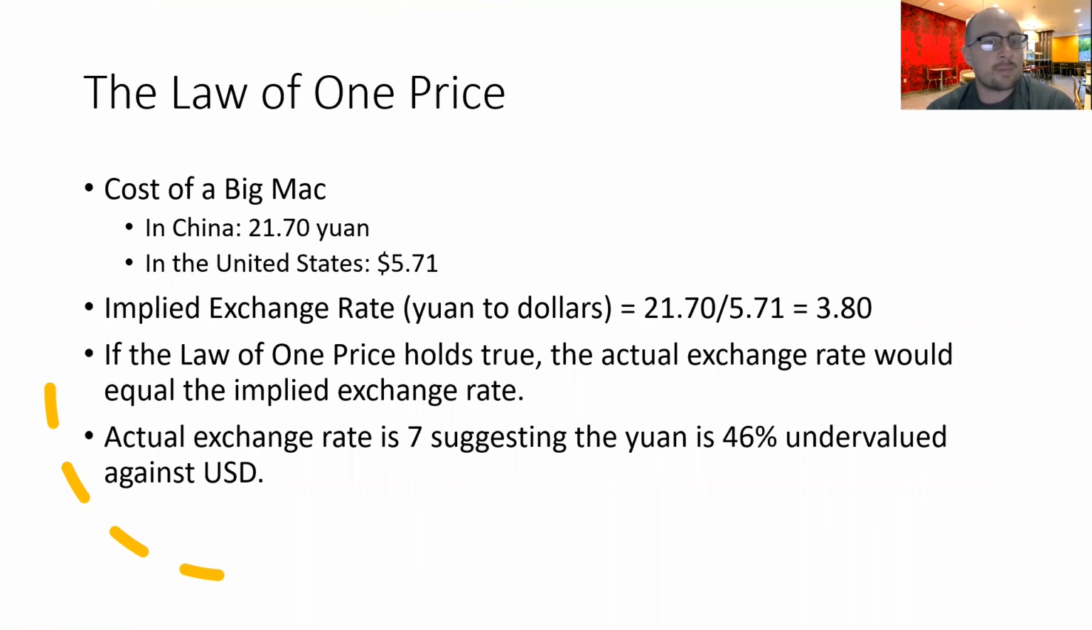So the cost of a Big Mac in China is 21.7 yuan, and in the United States, it's $5.71. So the implied exchange rate in yuan to dollars is 3.8. So if the law of one price holds true, the actual exchange rate would equal that implied exchange rate, but that would obviously require truly efficient markets. However, the actual exchange rate is 7, suggesting that the yuan is 46% undervalued against US dollars.